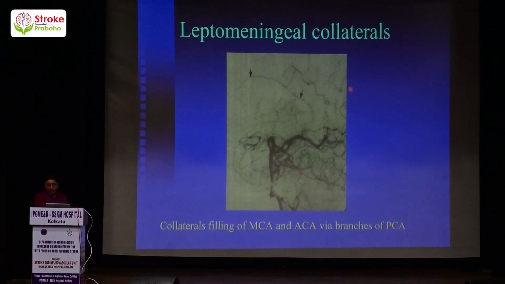The leptomeningeal collateral assessment is again very, very important when the vessels are occluded, and we can see these are the leptomeningeal pial collaterals, which are going from the PCA territory to the middle cerebral artery territory and also to the PCA territory.